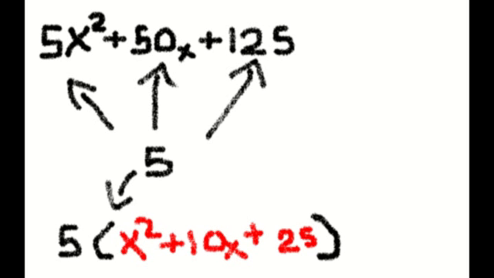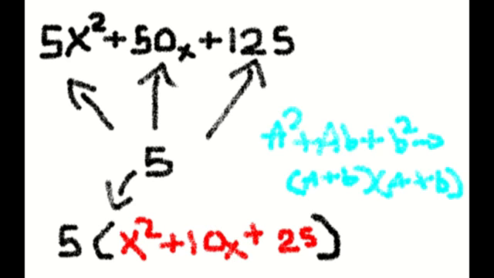Notice how the terms on the ends inside the parentheses are still perfect squares. This means that there's a formula much like the last one to help us factor it easily. The formula in this case happens to be a squared plus 2ab plus b squared turns into (a plus b) times (a plus b).